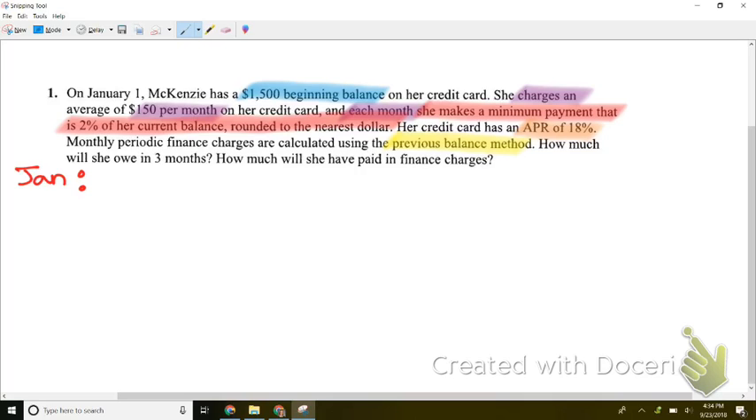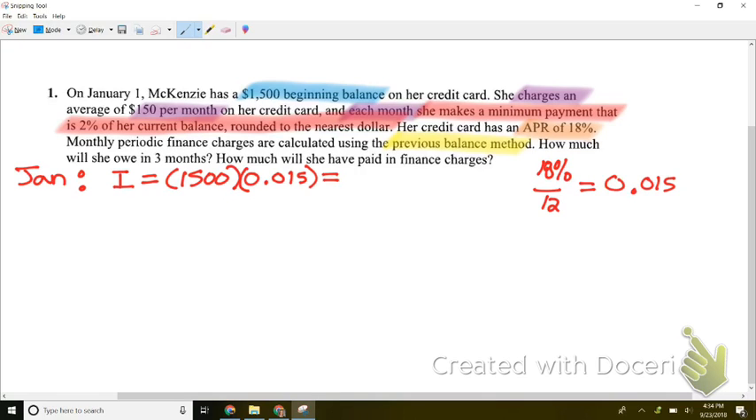We're going to use the interest equals principal times rate times time formula. So in January, her principal, or her beginning balance, is $1,500, and her rate is 18% for the year, which means if we divide that by 12 and change it to a decimal, her monthly rate would be 1.5% or 0.015. So that's the value we'll be using for our rate, 0.015. When we find that, we get $22.50.